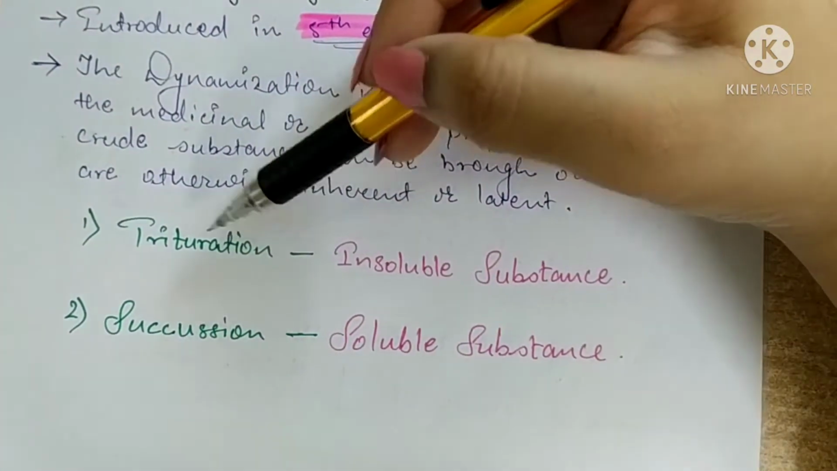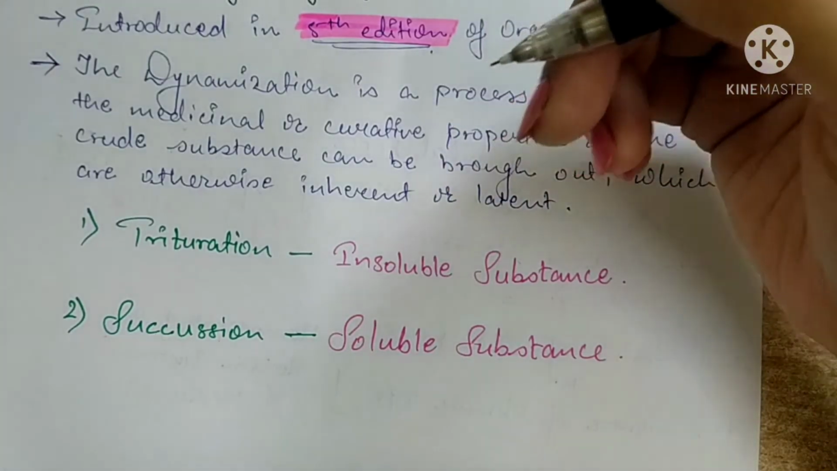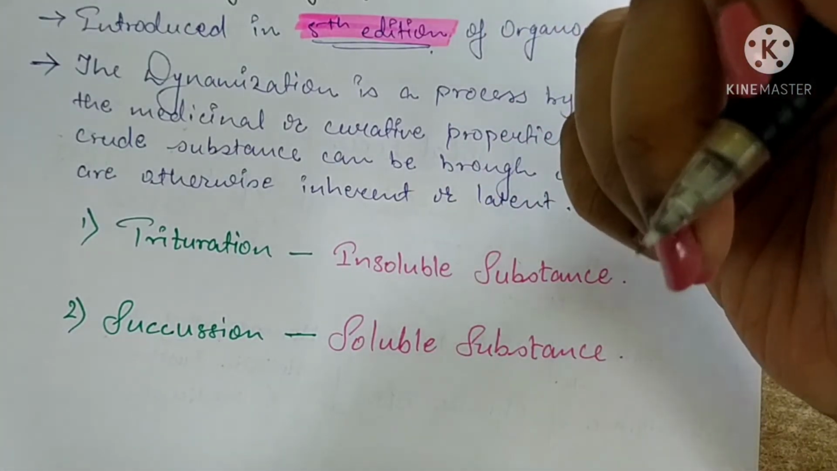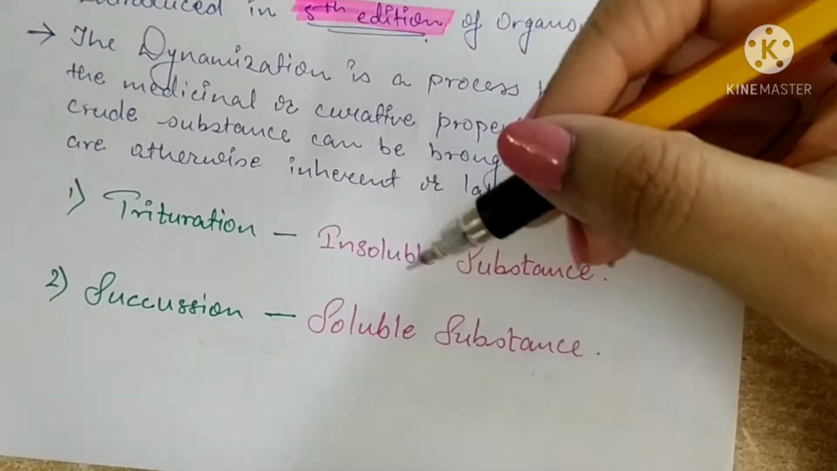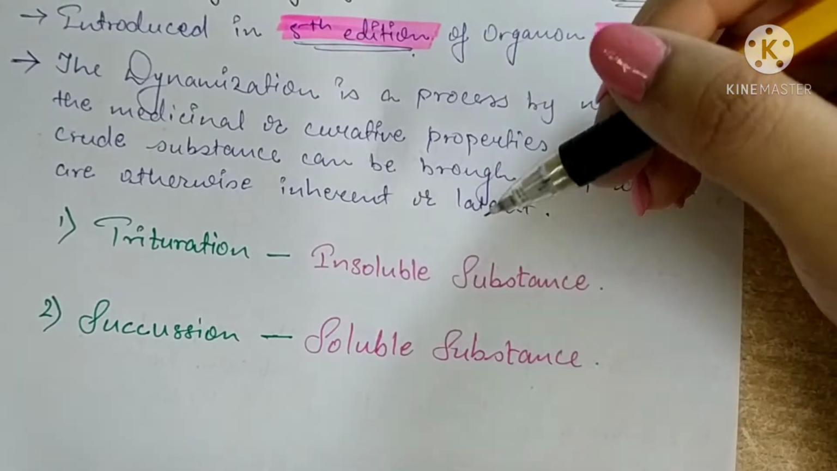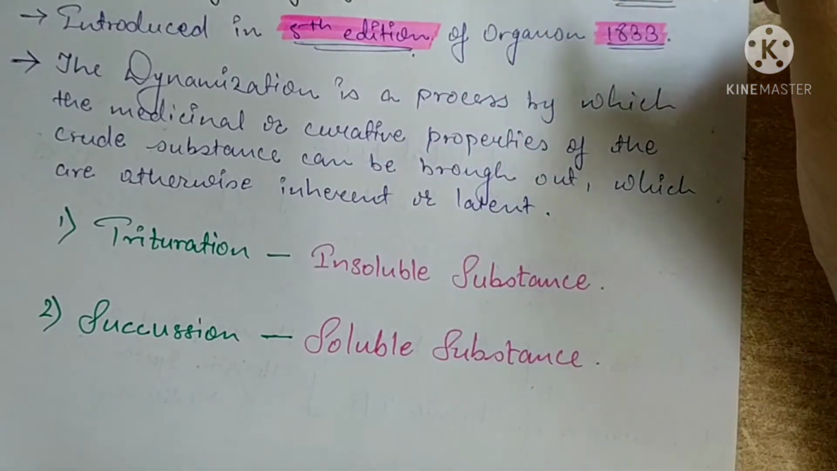What does trituration mean and what does succussion mean? Succussion means we have to give succussions, or strokes, on a rubber pad, and these succussions are done in liquid drug substances, and triturations are done in solid drug substances.